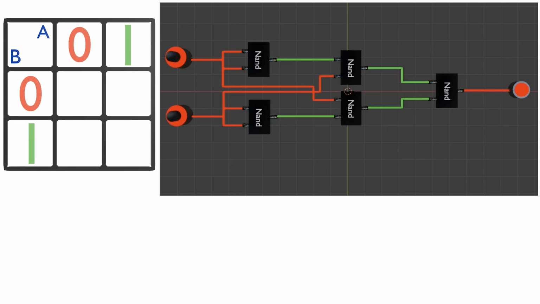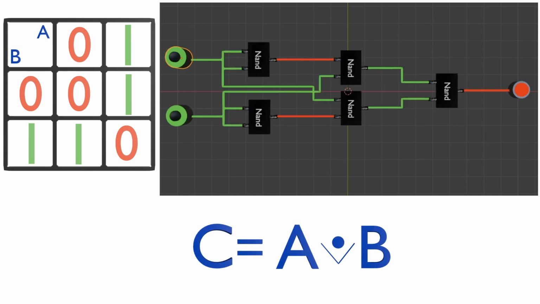Now let's build a slightly more complex circuit. As you can see, the result is only 1 if there is exactly one 1. This circuit is called exclusive OR. As a symbol we take the same symbol as the OR and put a dot above it.